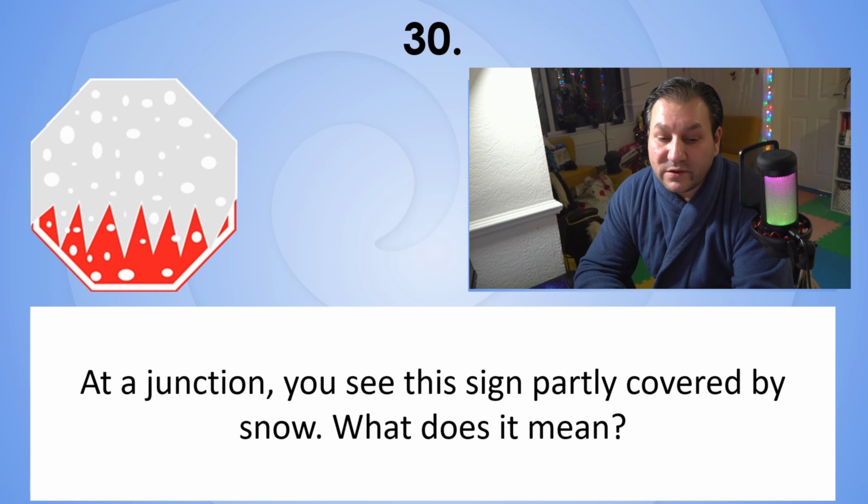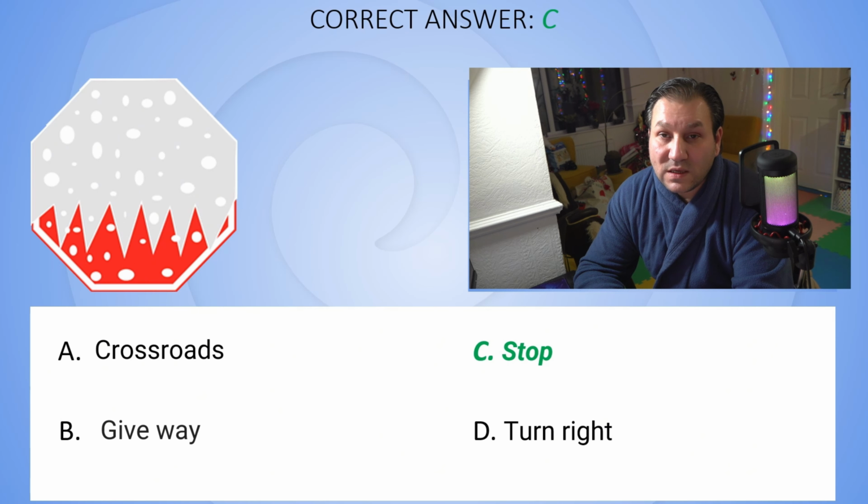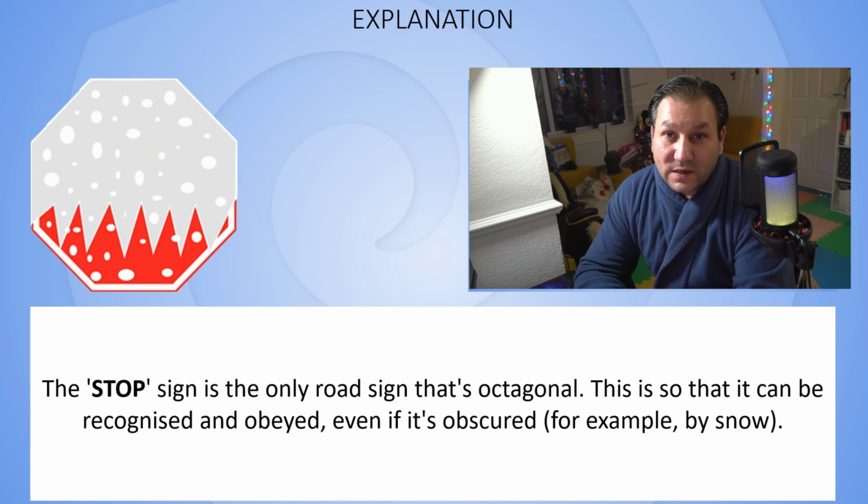30. At a junction, you see this sign partly covered by snow. What does it mean? A. Crossroads. B. Give way. C. Stop. Or D. Turn right. The correct answer is C. Stop. Explanation. The stop sign is the only road sign that's octagonal. This is so that it can be recognized and obeyed, even if it's obscured, for example, by snow.